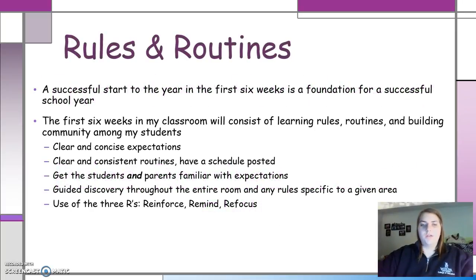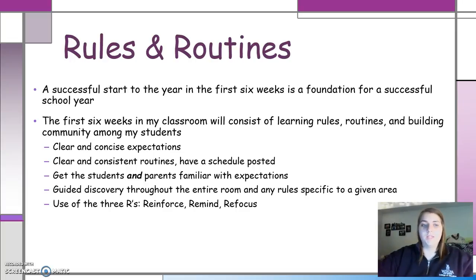So rules and routines are obviously really important for the students to know right off the bat. I think having clear and concise expectations right away, as soon as they walk in the room, and also having clear and consistent routines. I will plan on having a schedule posted of the daily things that they're going to do and how I want them to transition from different times throughout the day.